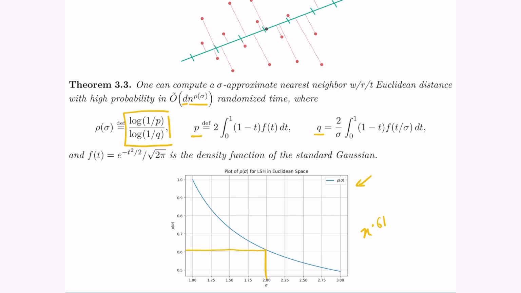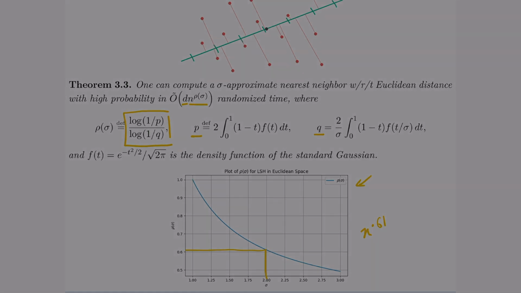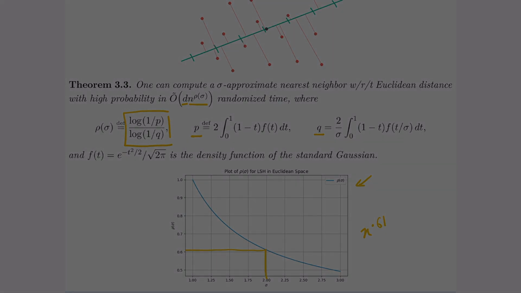Okay, so that's it for LSH, and next time we'll try something not completely different. We'll try something different, building on some of this metrics idea, but next time we'll be doing something called L1 metric embeddings. Okay, thank you.